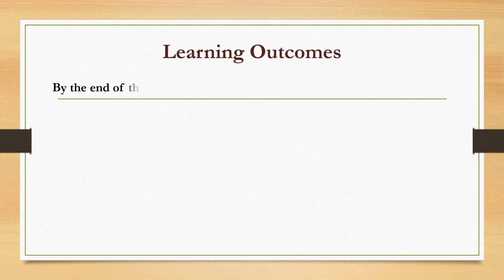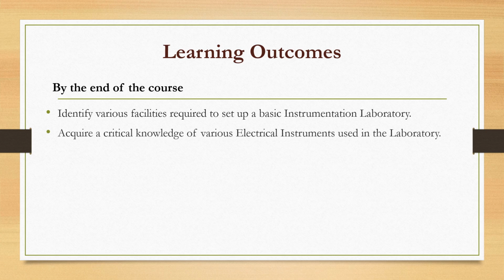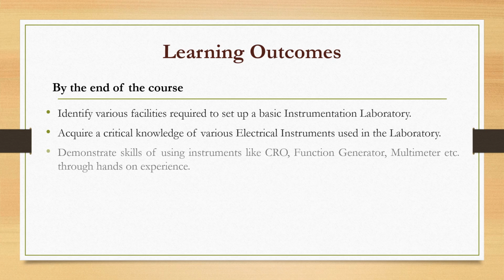Learning outcomes. By the end of the course, students can identify various facilities required to set up a basic instrumentation laboratory, acquire a critical knowledge of various electrical instruments used in the laboratory, demonstrate skills of using instruments like CRO, function generator, multimeter, etc. through hands-on experience.